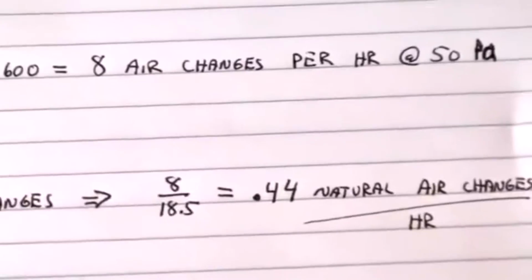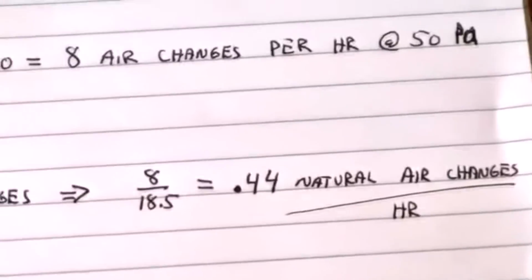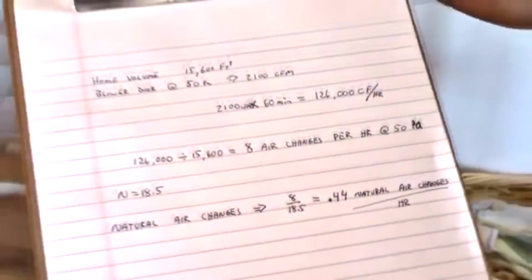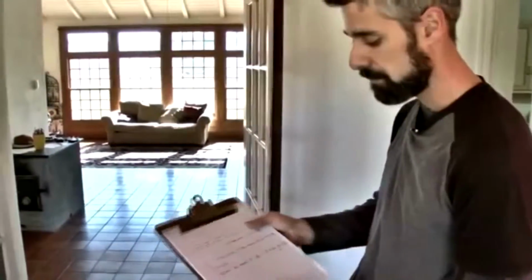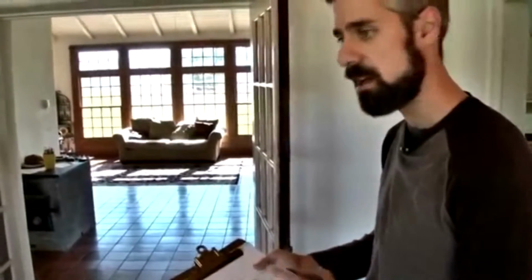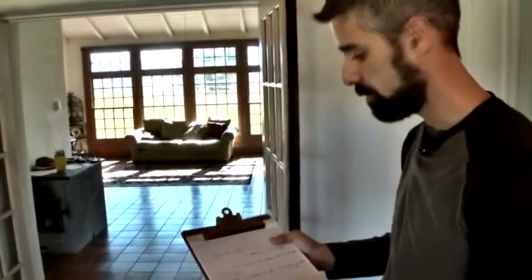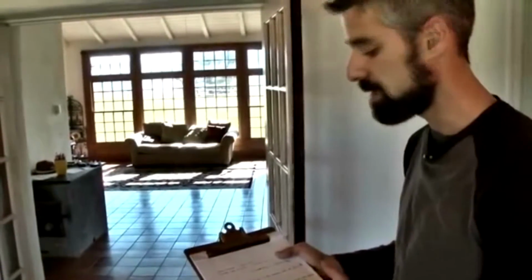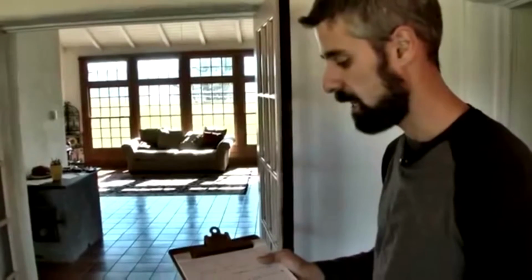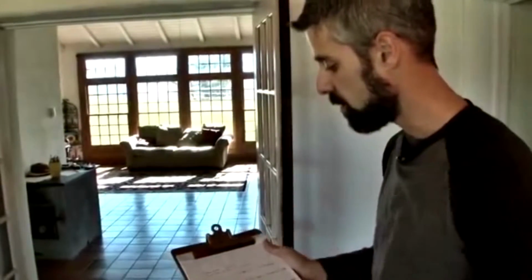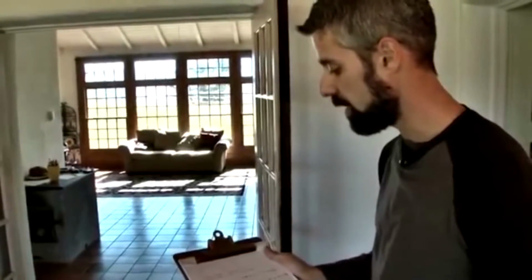Now the target here, the tightest you really want to get a house, at least based on our standards, is about 0.35 air changes per hour. So 0.44 is really not all that bad. We have a couple of other guidelines that we have to follow as well. One is that we can never tighten a house below 1200 CFM on our blower door 50 reading, and we were getting 2100, so we do have a little bit we can do on this house.